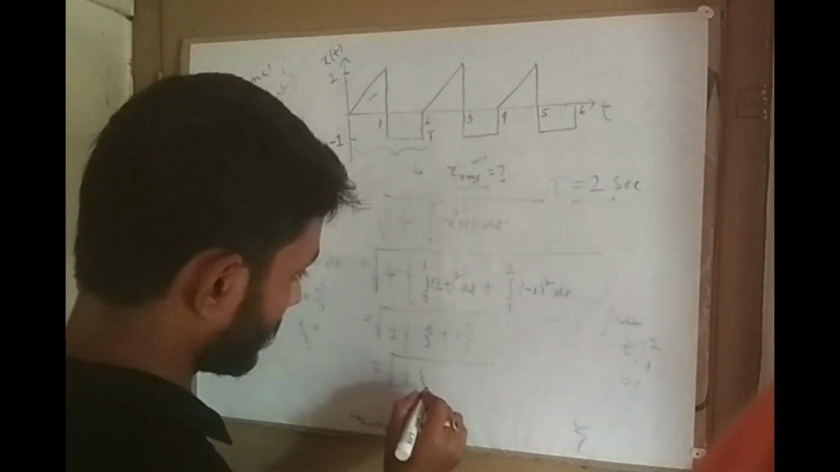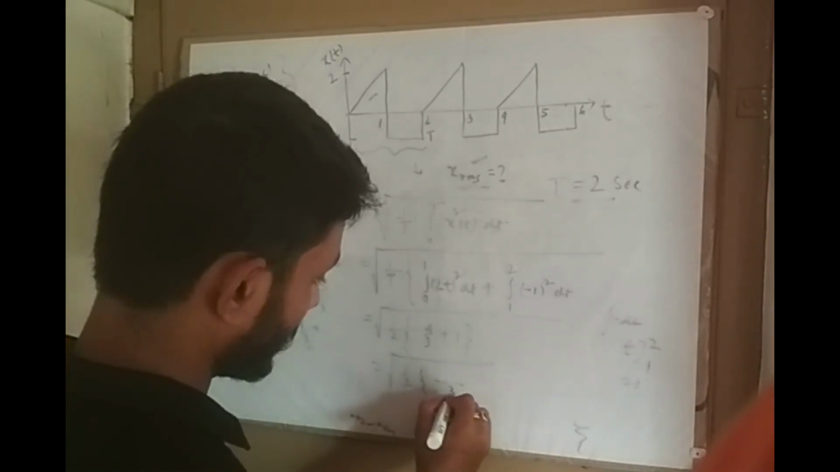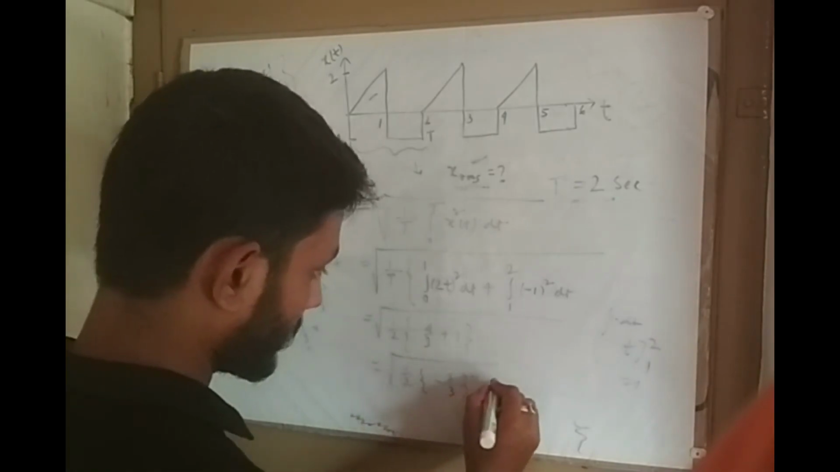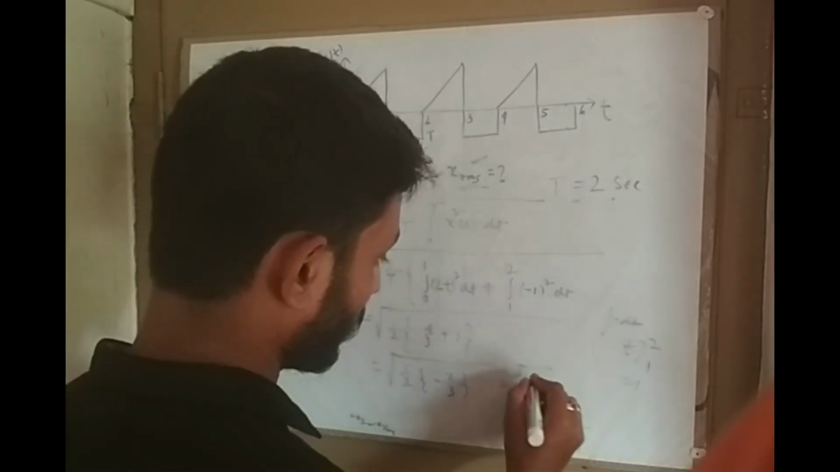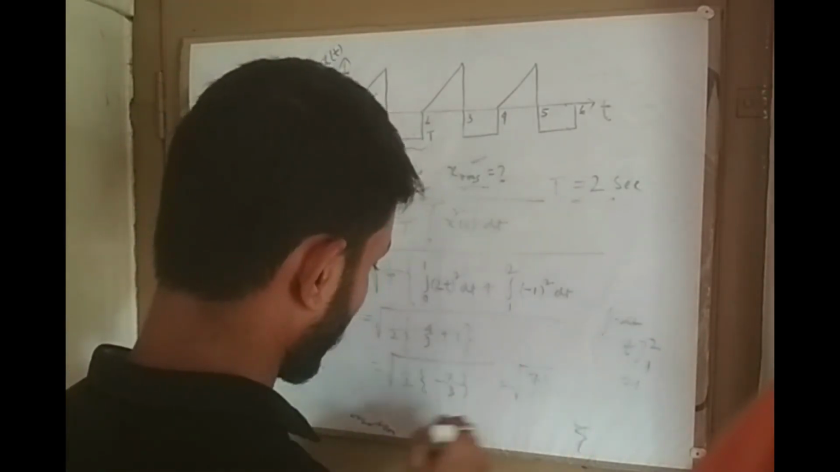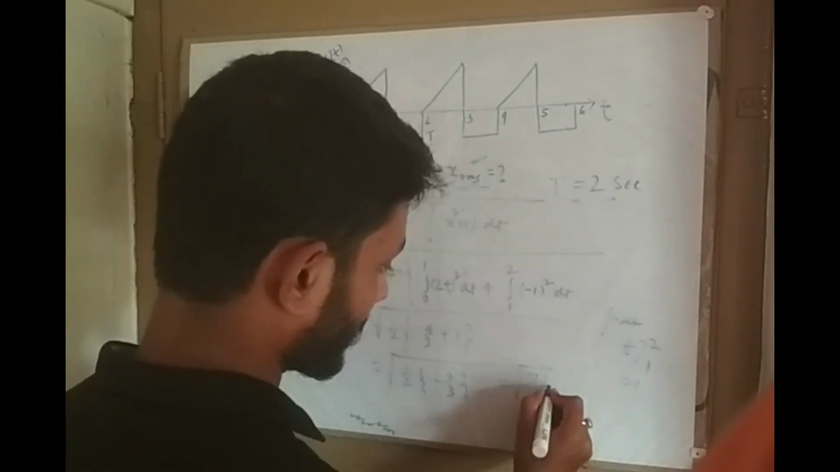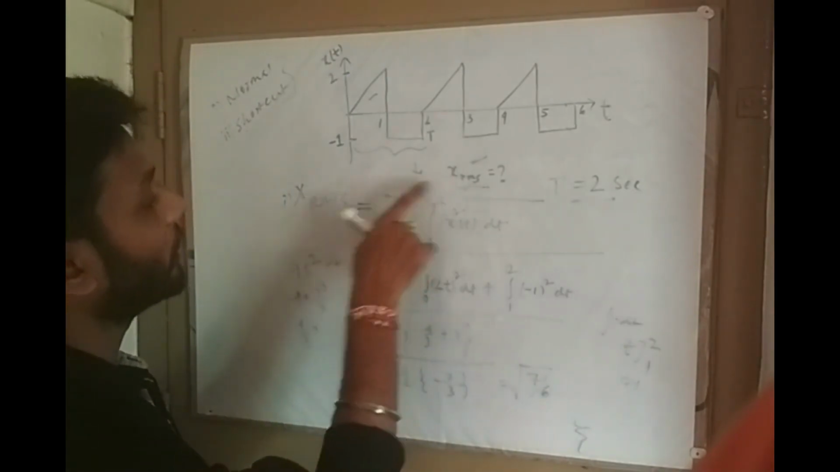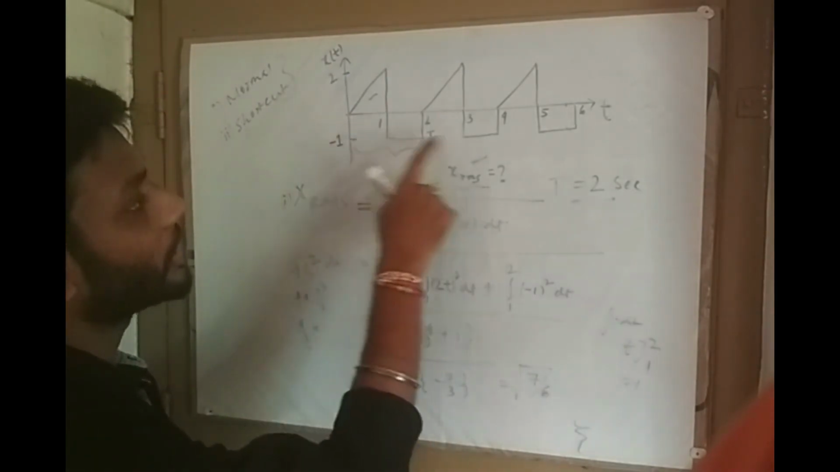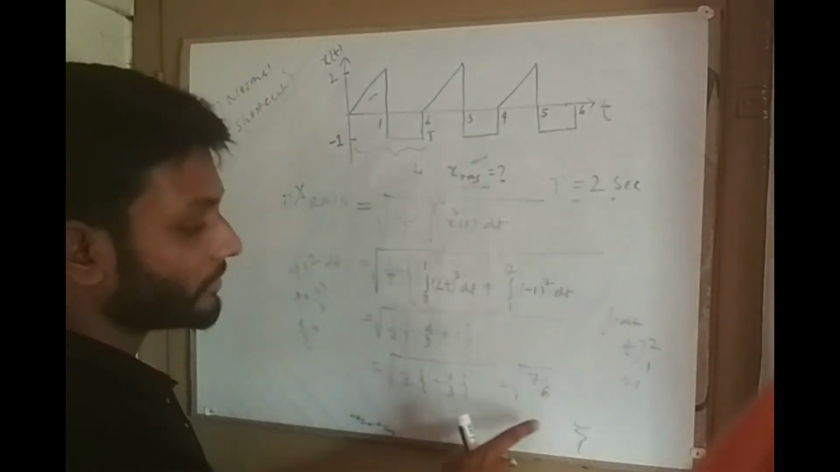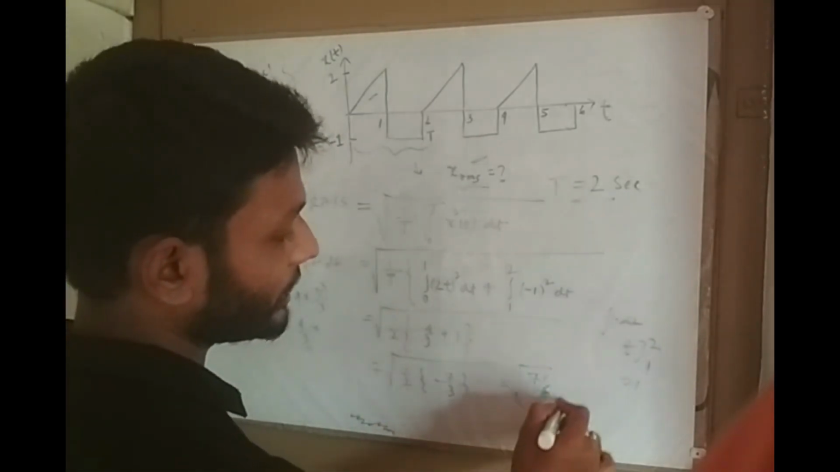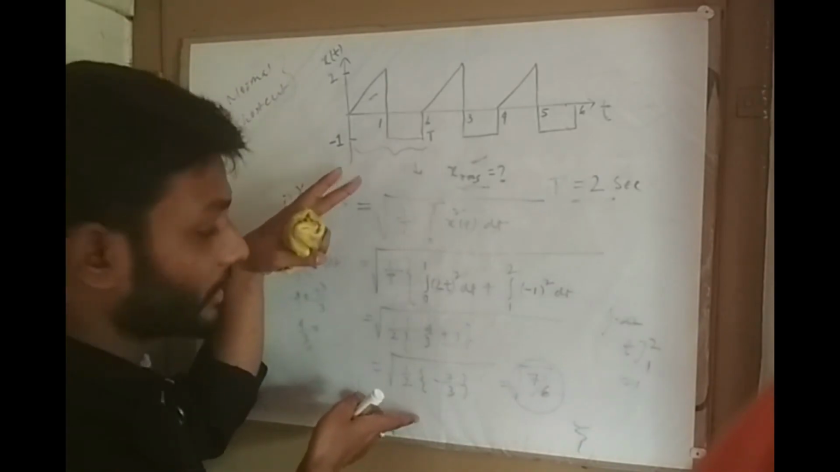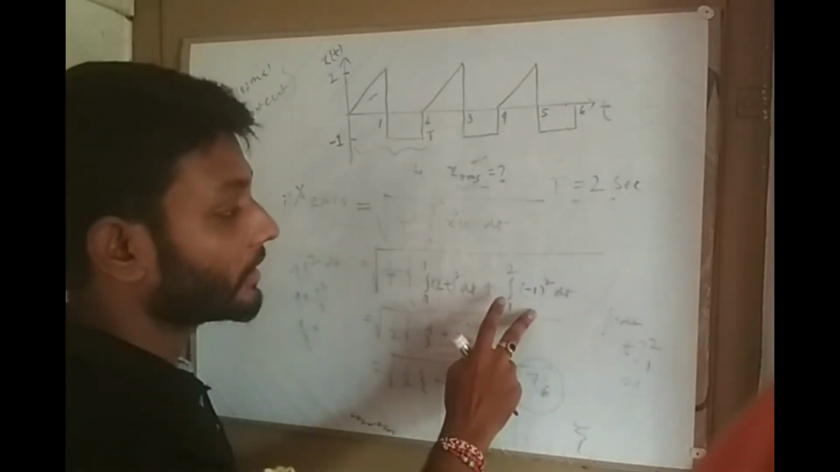So one by 2 times 4 by 3 plus 1, that is 7 by 3, so it will be root over of 7 divided by 6. In the normal method, we have found the x RMS value for this signal. The RMS value is root over 7 by 6 after doing this much calculation and 2 integrations.